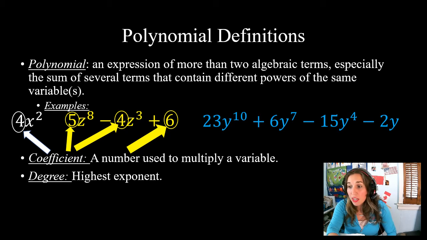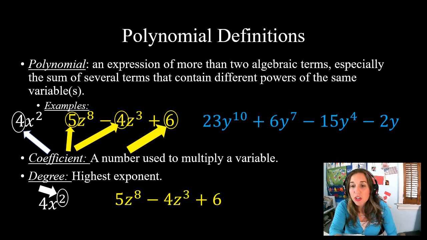So again, if we look at our first example, that one's pretty easy. There's only one term, so there's only one exponent, and that's 2. So this is a degree 2 polynomial, okay? If we look at our second example, it gets a little bit more complicated, but not that much more. We have 3 terms. We have to look and see which degree is the highest. So let's look at those degrees.